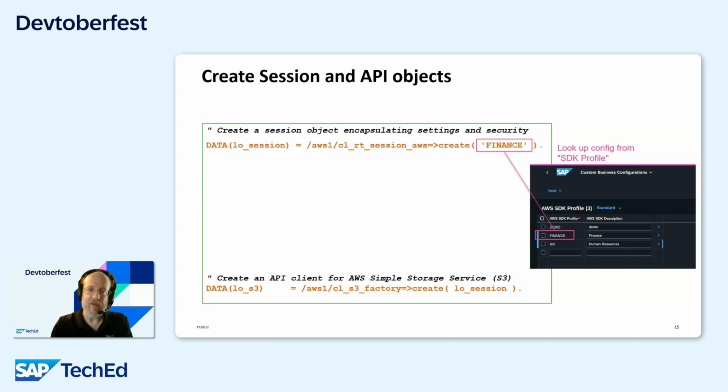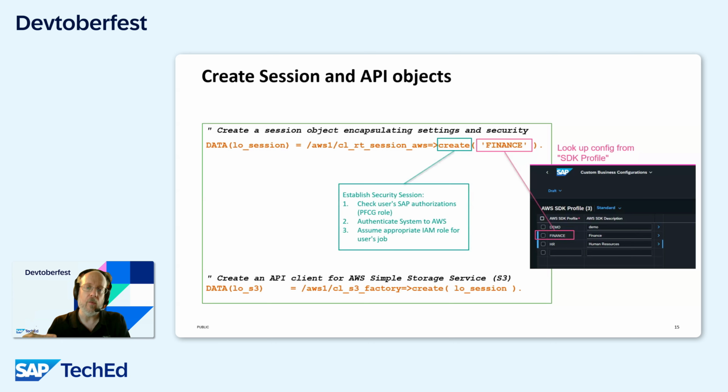And we pass an SDK profile ID, which links to the configuration, and that enables the SDK to check your PFCG role, or in BTP is called a business role. Check your business role to make sure your user is authorized to use that SDK profile. It authenticates the system to AWS, and then it maps you to what we call an IAM role on the AWS side, which is your fine-grained permissions on the AWS side.